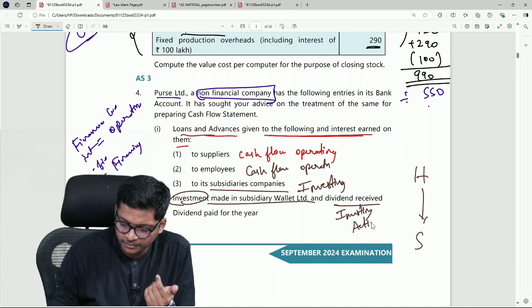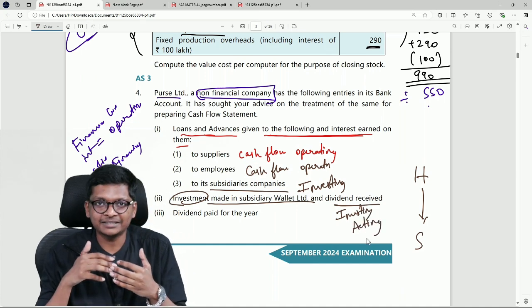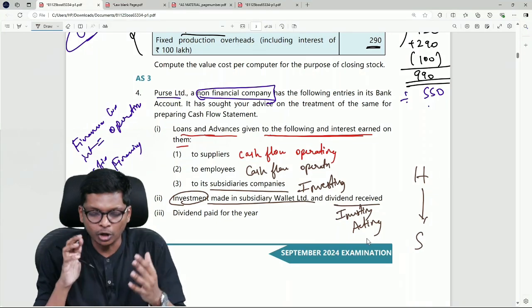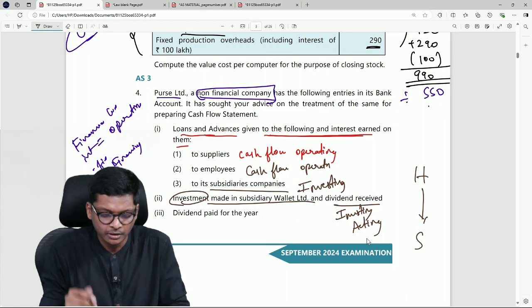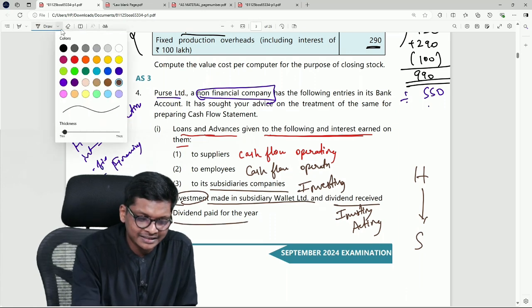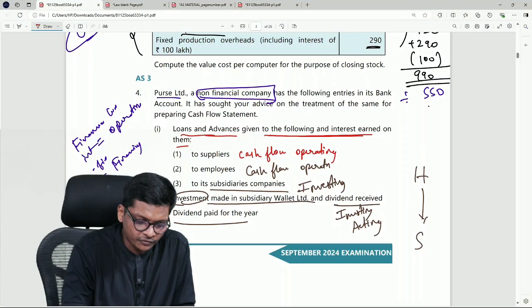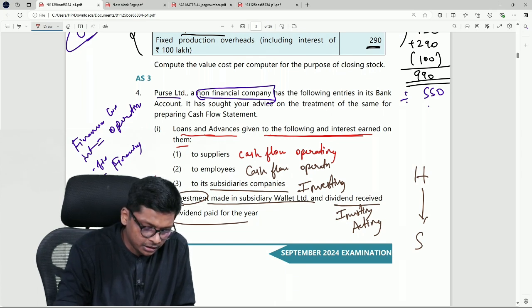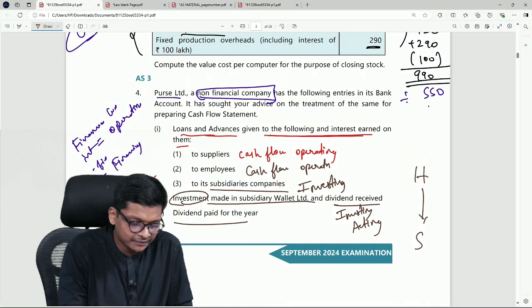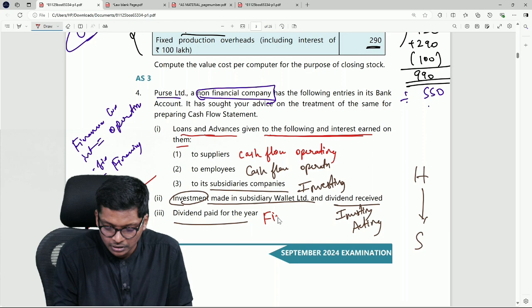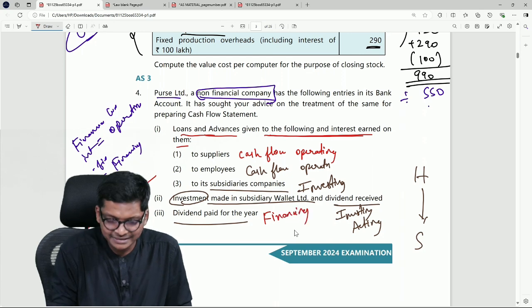When you are solving with me, try to think of the answer before me itself. If it's wrong, it's okay. We have 20 questions. If you get even 15 correct, it's good. Dividend paid for the year is basically my source of capital in books, which is either share capital or debt. On capital you pay dividend, on debt you pay interest. Therefore interest paid on debt is financing, and dividend paid on share capital also is a financing activity.